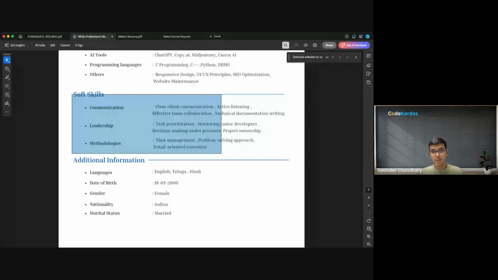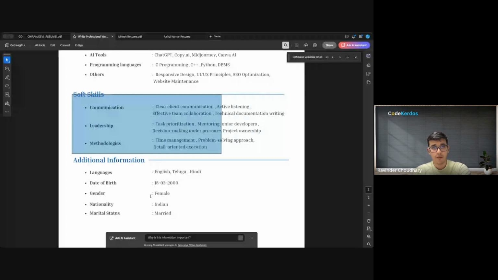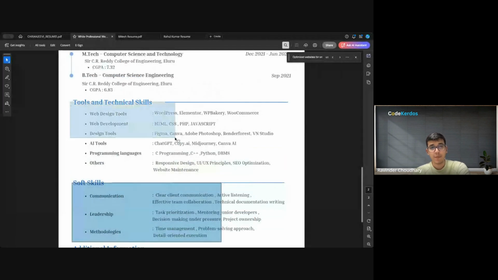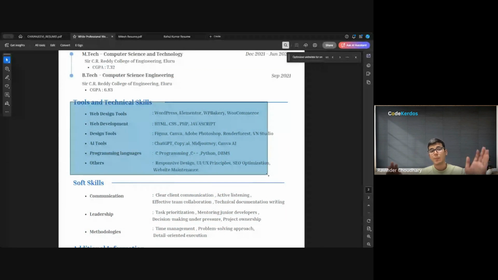And this additional information section, this too we can remove, because come on, no one really looks forward to knowing what's your gender, what's your nationality, what's your marital status. That does not matter to the companies. This can be displayed in a better, more concise manner. You can share what all skill sets you know.